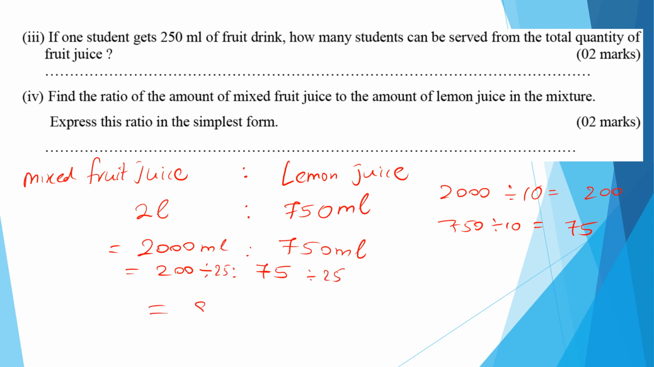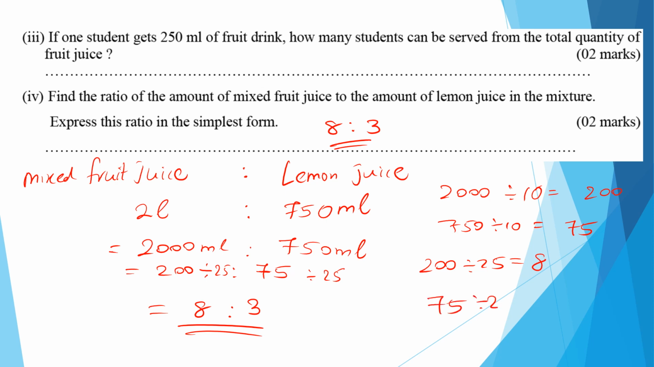Then you get 8 here, you get 3 here, right? So this is the simplest form, 8 to 3. That means we can always divide by the same number. If this is a ratio, we can divide by the same number. If you divide 200 by 25, you get the answer 8. If you divide 75 by 25, then you get 3. So this is how you got this answer, right? Okay, I think you understand. Actually, please do this a few times, right?